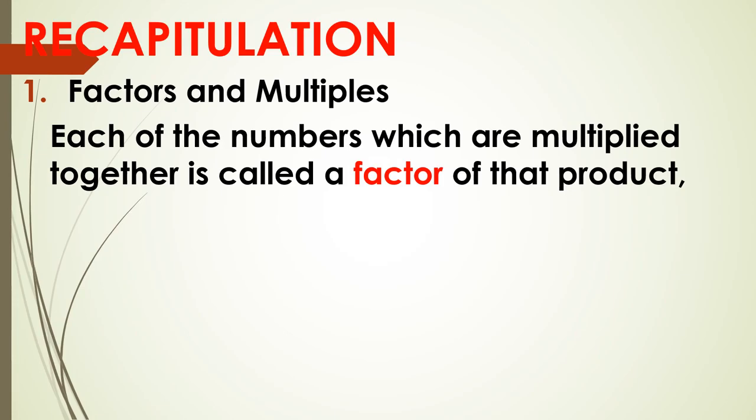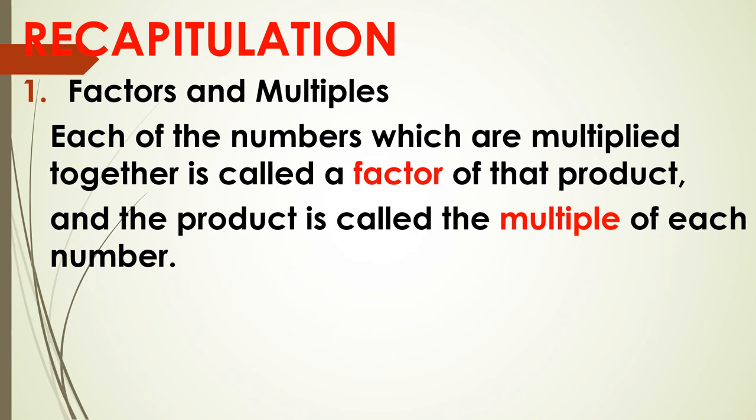Okay, and the product is called the multiple of each number. Product means the result of multiplication. So this is 12. So 12 is called the multiple of 3 and 4. 3 and 4 are the factors and 12 is the multiple.